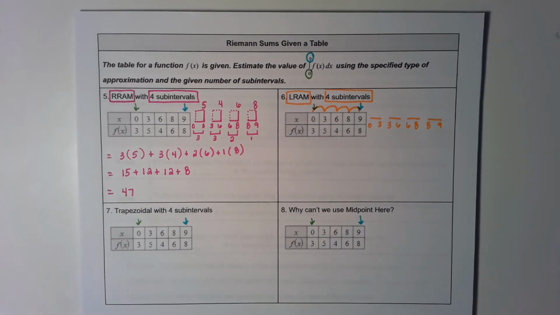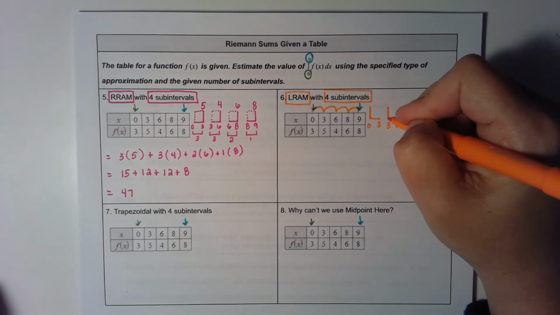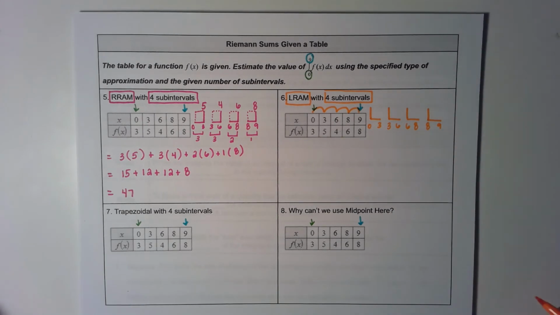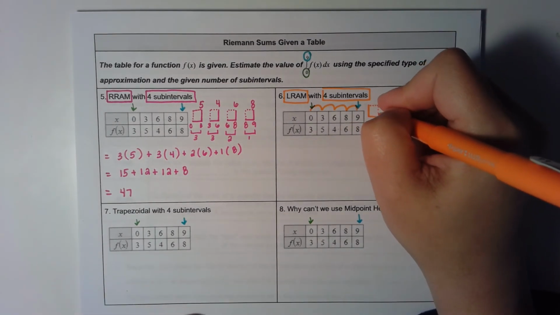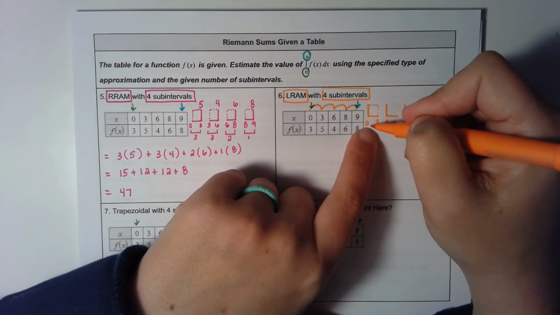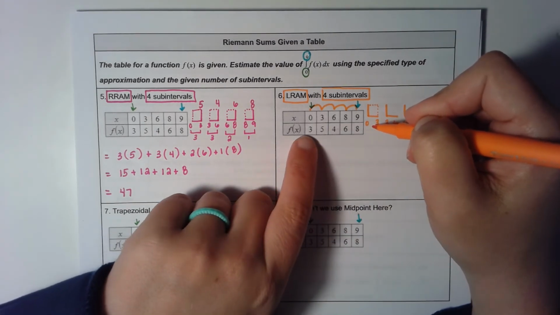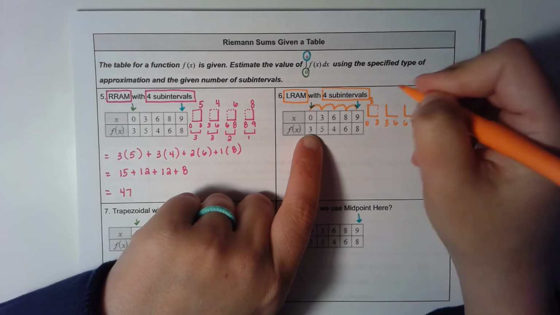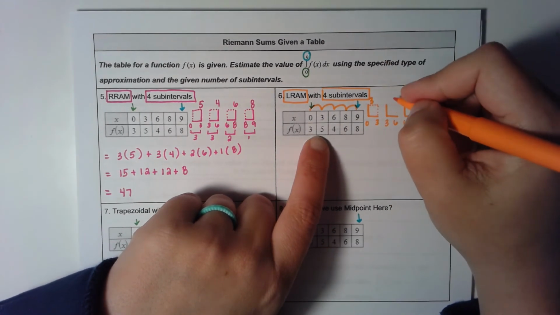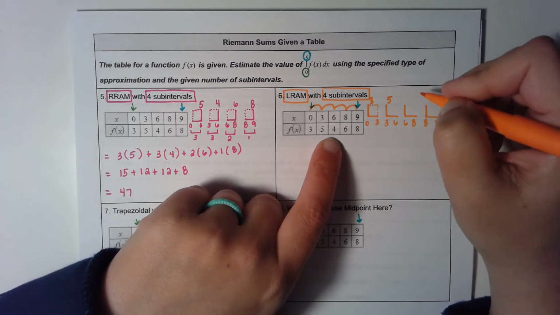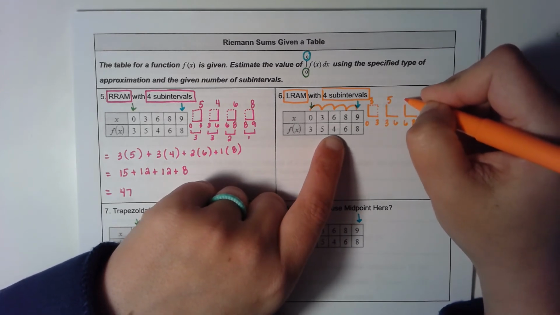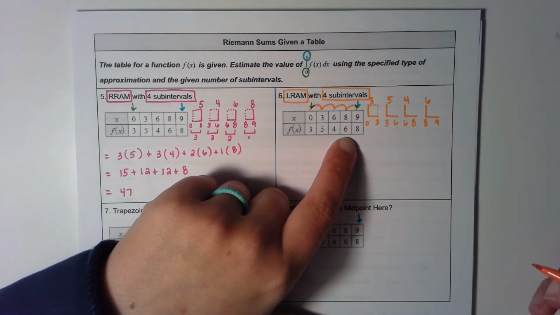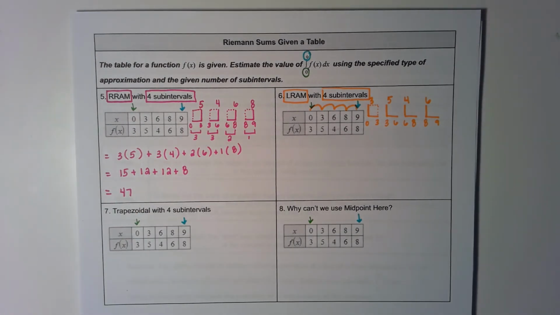Now this time we're using LRAM. So when we imagine these rectangles, we need to imagine we're using the left endpoint height in order to make the height of the rectangle. So you'll notice I drew my vertical line on the other side this time. That's because I want to remember that the height of this rectangle should be the y value that corresponds to 0. So this height is going to be 3 because 3 corresponds to 0. Then I'm going to use the 5 because that corresponds to the x value of 3, then 4, and then 6. So I'm visualizing those rectangles.